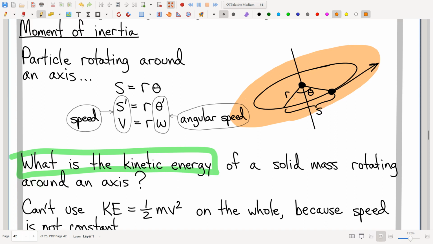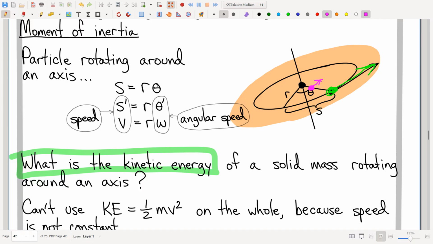And the problem is different points on this wheel are moving with different velocities. This point here is moving with one velocity, but points that are closer to the center are moving slower. So I can't just say, oh, well, look at the total mass of the wheel and multiply by velocity squared. Which velocity? What are you talking about? There's a bunch of different velocities. The axle's not moving at all.